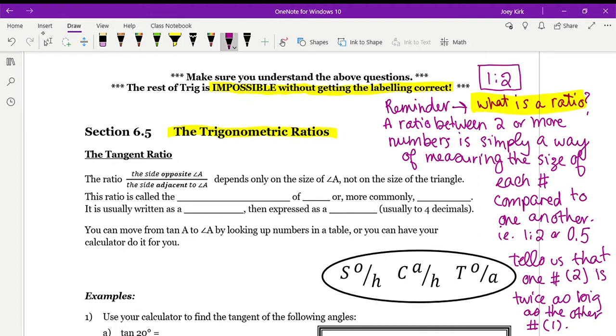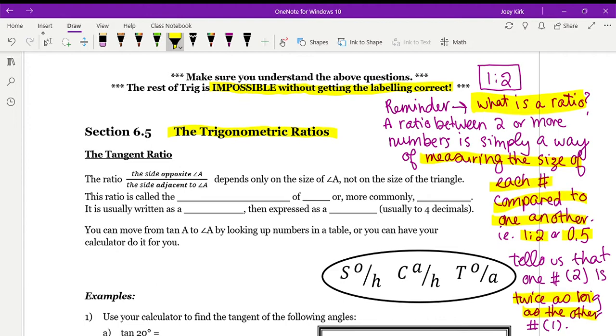So a ratio between two or more numbers is simply a way of measuring the size. So all we're doing is we're measuring the size of each number compared to one another. Okay, so we're comparing two numbers. So for instance, if we look back at 1 to 2, or if it was a decimal of 0.5, that actually tells us that one number, the number 2, is twice as big as the other number, which is the number 1. Okay, so that's all a ratio is doing.